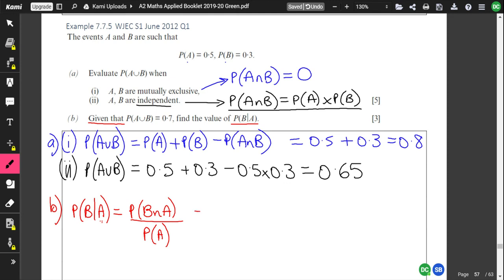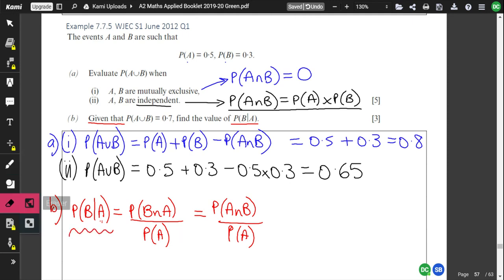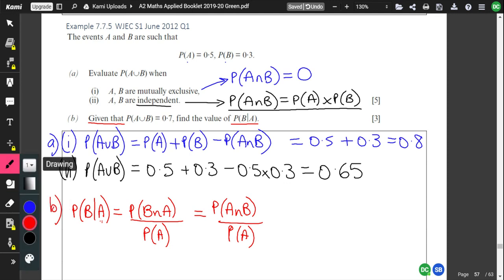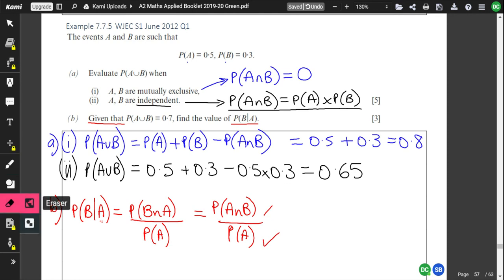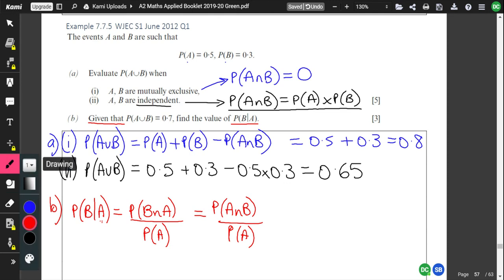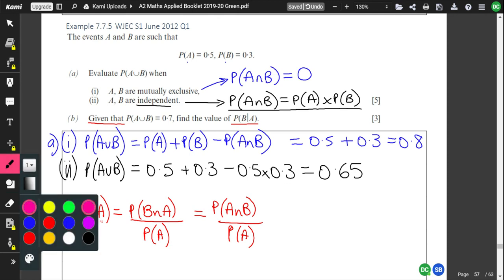Now please note that the probability of B intersect A is the same as the probability of A intersect B. They are the same. Doesn't matter which way around you write them. So this is what we want, probability of B given A. Looking at our fraction, at the moment we don't know the numerator, but we do know the denominator is 0.5. So that tells us what we need to do next. We need to go ahead and find A intersect B, our numerator.